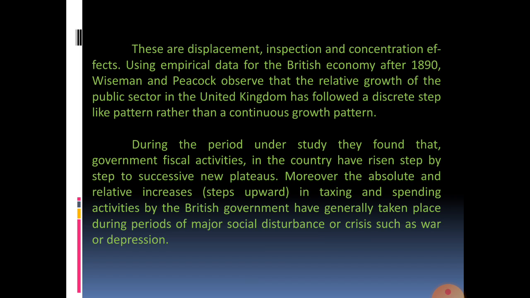Using empirical data for the British economy after 1890, Wiseman and Peacock observed that the relative growth of the public sector in the United Kingdom has followed a discrete step-like pattern rather than a continuous growth pattern. They observed how the government spends money in the United Kingdom: smoothly and continuously, or in jumps and jerks. They observed that expenditure is not continuous; it moves in jumps and jerks, stepwise.